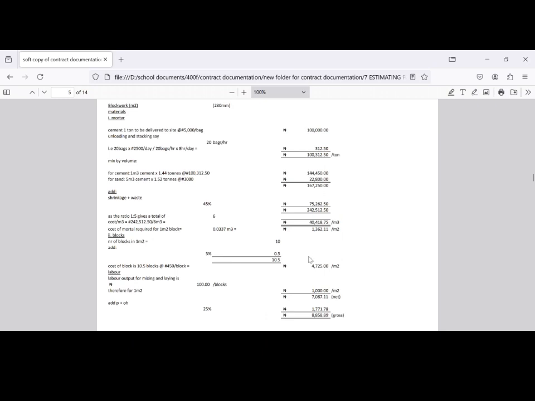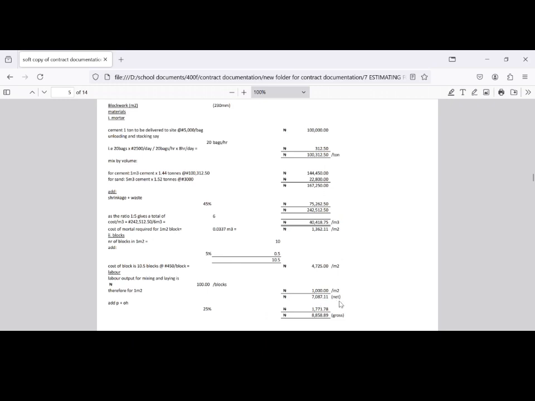Now labour. We already know that labour output for mixing and laying block is 100 naira per block. We have 10 blocks in 1 square meter. Remember, we have to be working in per square meter, so we multiply 100 naira times 10, which is 1,000 naira per square meter. Now remember, this 100 naira is for mixing and laying. That means they will mix the mortar and also lay the block. So 1,000 naira is our cost for labour.